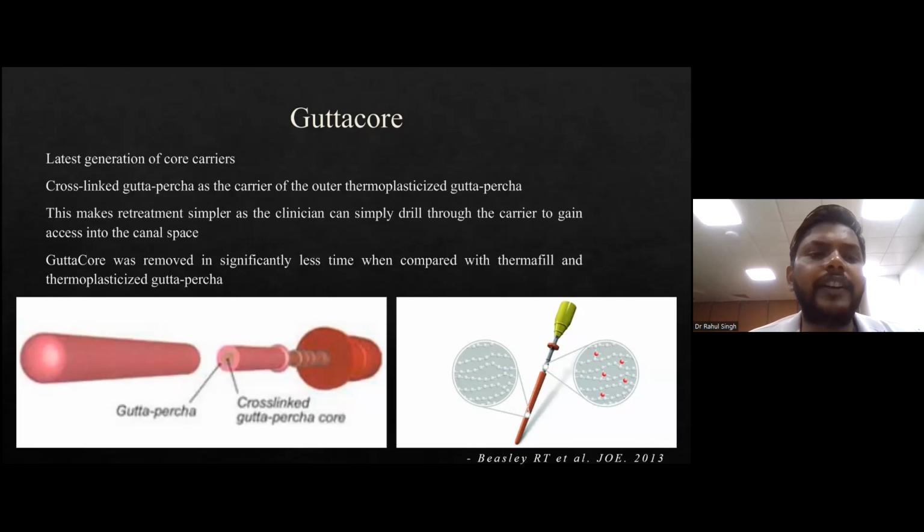This makes retreatment simpler as the clinician can simply drill through the carrier to gain access to the canal space. GuttaCore was removed in significantly less time when compared with Thermafil and thermoplasticized gutta percha. So the retreatment that we were talking about in the disadvantage of the previous technique is an advantage here, as retreatment is really easy if we are using this technique.